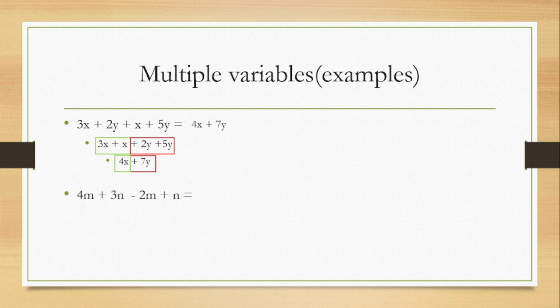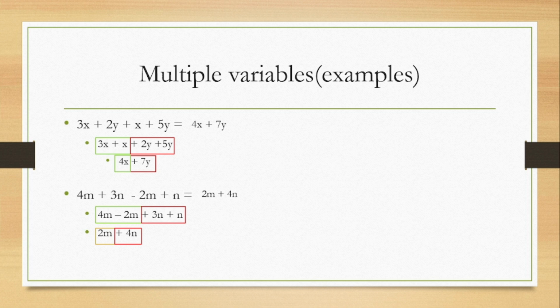4m plus 3n minus 2m plus n, right? We collect the like terms. We're gonna start with the 4m. 4m and 2m are the like terms. 3n plus n are our like terms. So we're just gonna add our like terms. First like term is gonna be 4m minus 2m, which is 2m, and 3n plus n is gonna be 4n, and they are positive. So our final answer is gonna be how much?